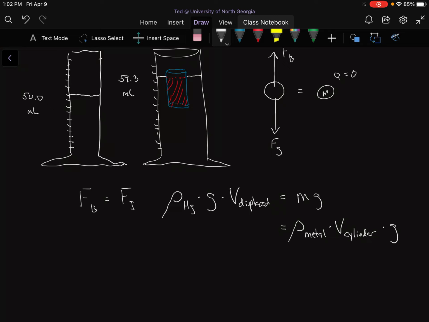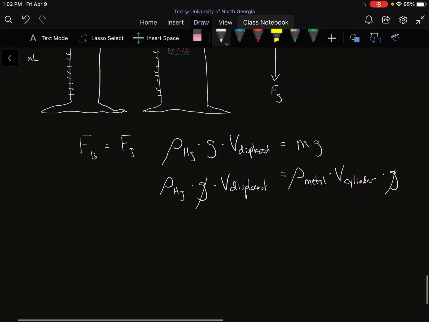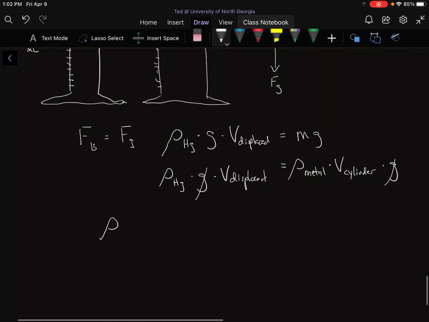All right, so now this says that the density of mercury times g times the volume displaced is equal to the density of the metal times g times the volume of the cylinder. So I can cancel my g's, and I find that the density of the metal is equal to the density of the mercury that it's floating in times the volume that's displaced divided by the total volume of the cylinder.